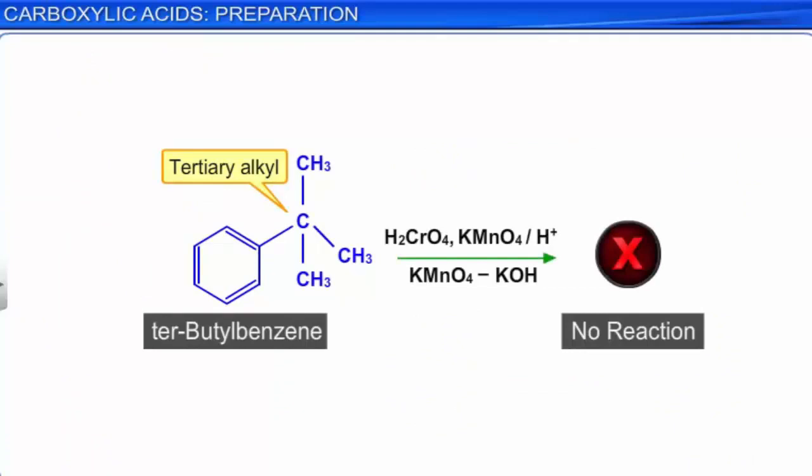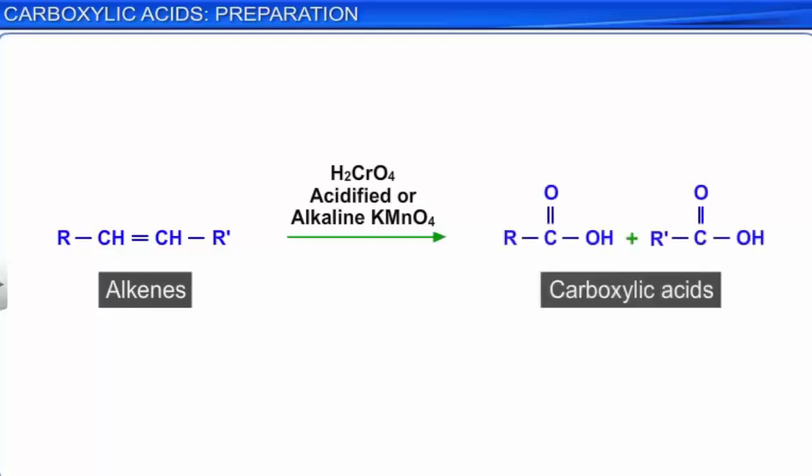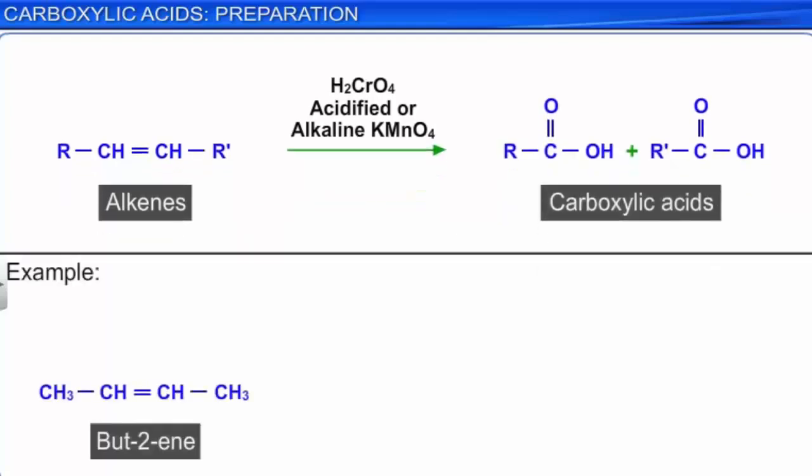In the presence of these oxidizing agents, even suitably substituted alkenes are oxidized to carboxylic acids. For example, but-2-ene on oxidation in the presence of acidified potassium permanganate gives ethanoic acid.